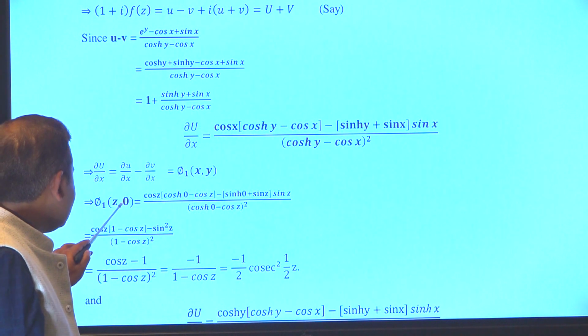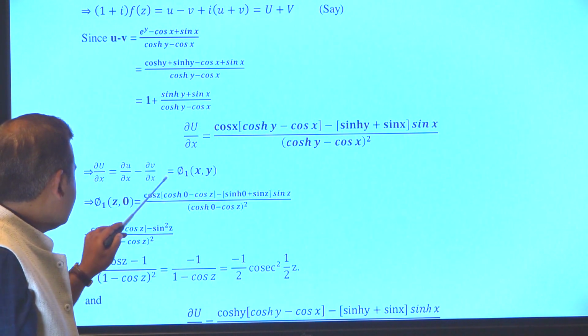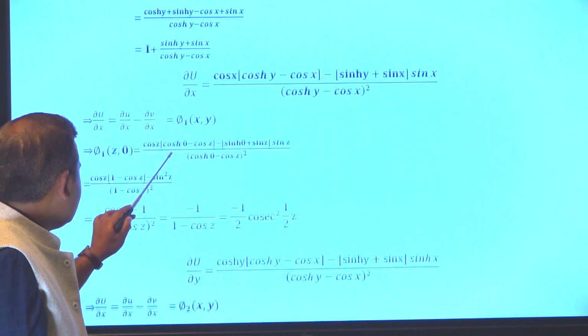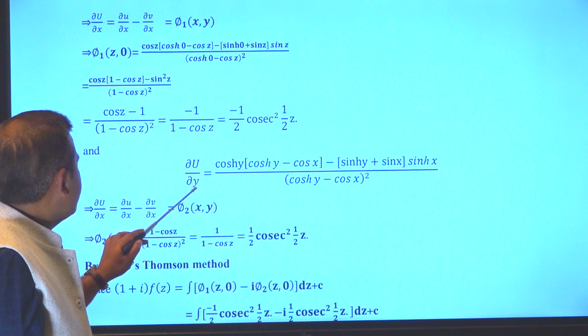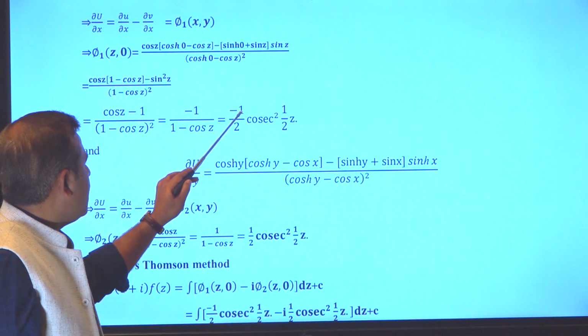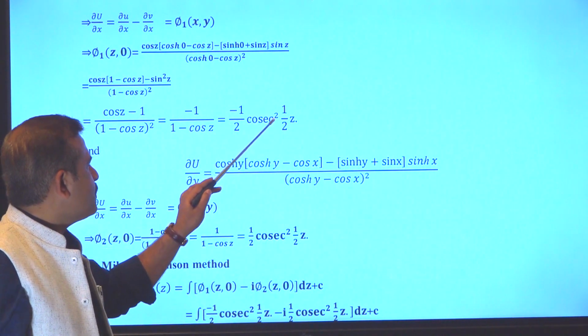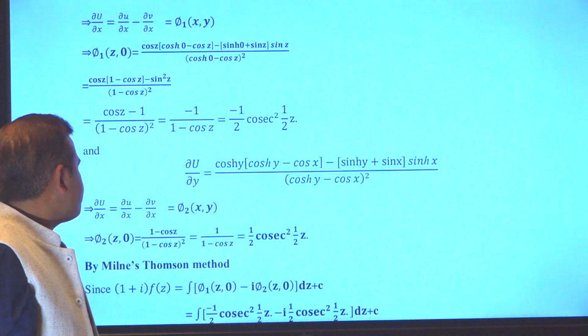So phi 1 of z comma 0 becomes like this. After simplification, this phi 1 of z comma 0 becomes the result minus half of cosec squared half of z.